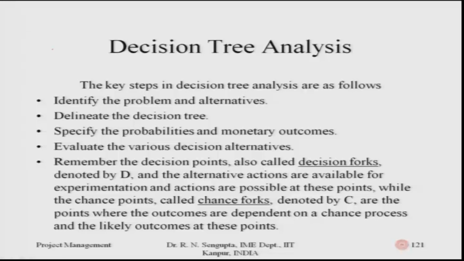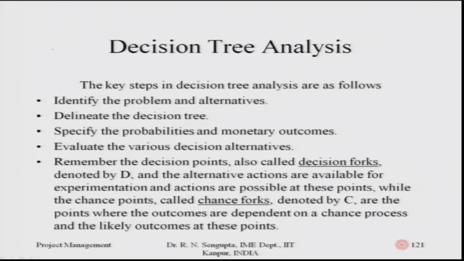So, what are the salient points of the decision tree analysis? The key steps in decision analysis are as follows. You should identify the problem and the alternatives, delineate the decision tree, that means draw it very clearly where the probabilities are given, the actual values are given, specify the probabilities and the monetary outcomes. So, you have to make a combination of the monetary values, the outcomes and the probabilities, evaluate the various decision alternatives which are there and take decisions accordingly based on whatever criteria, whether you want to maximize the return, minimize the risk, and other different combinations.